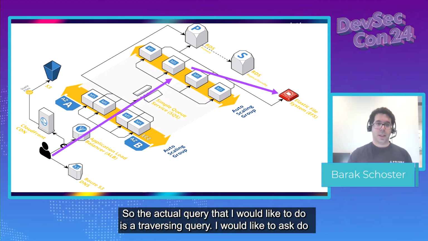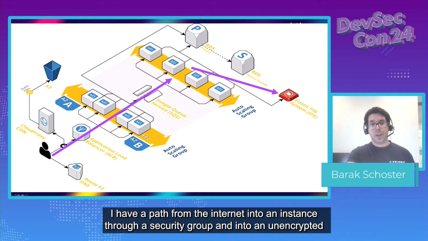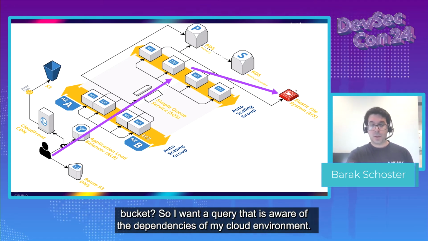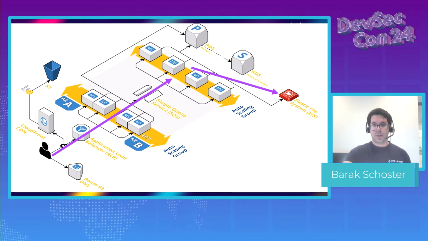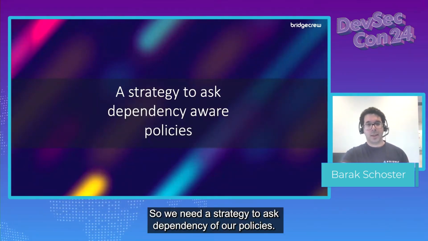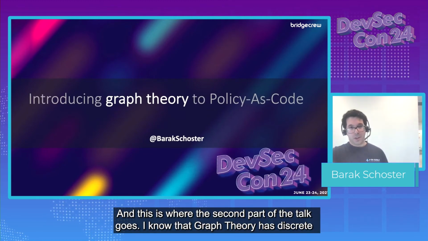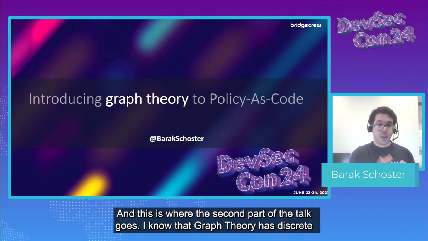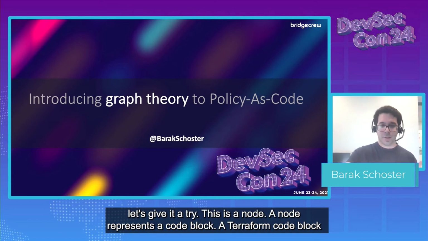So the actual query that I would like to do is a traversing query. I would like to ask, do I have a path from the internet into an instance through a security group and into an unencrypted bucket? So I want a query that is aware of the dependencies of my cloud environment. So we need a strategy to ask dependency-aware policies. And this is where the second part of the talk goes. I know that graph theory has discrete mathematics, combinatorics, and some complex math stuff, but we'll really simplify it down in 2 minutes. Let's give it a try.